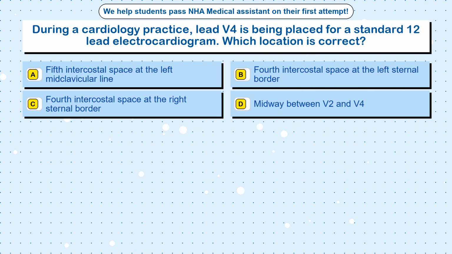Question 7. Before proceeding with the draw, which needle gauge is commonly used for routine adult venipuncture with evacuated tubes in the emergency department bay during a mock exam? Option A, 30 gauge needle for all adults. Option B, a lancet designed for heel stick only. Option C, 12 gauge needle. Option D, 21 or 22 gauge needle.